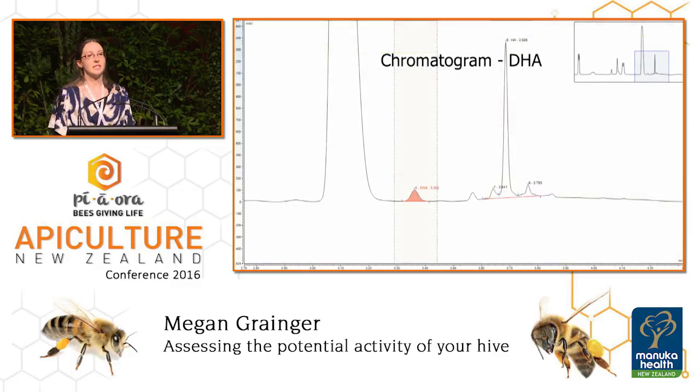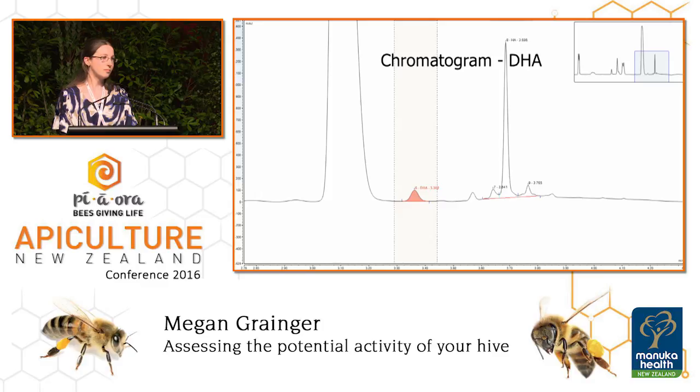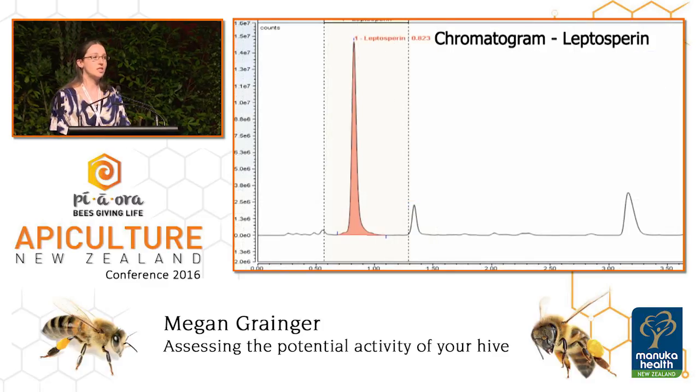So once it comes into the lab, what do we do with it? We take it and we use HPLC, or high performance liquid chromatography, to separate out the compounds that we're interested in. So up on screen you'll see highlighted here the DHA peak, and it's been separated away from the other sugars, and we're doing this by UV detection. We also look at the leptospirin, so this is a nice strong peak that we detect by fluorescence detection.